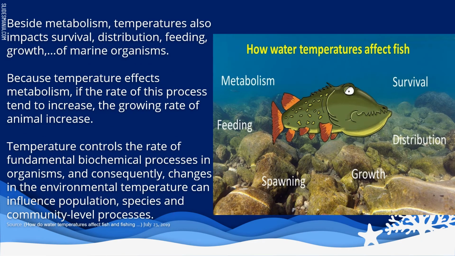Besides metabolism, temperature also impacts survival, distribution, and feeding routes of marine organisms. Because temperature affects metabolism, if the rates of this process tend to increase, the growth rates of animals increase. Temperature controls the rates of fundamental biochemical processes in organisms and consequently changes in the environmental temperature can affect population, species and community level processes.